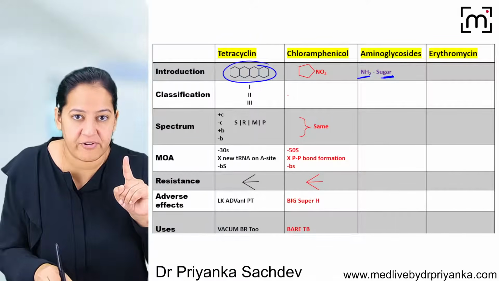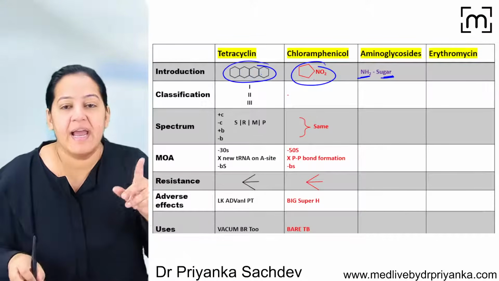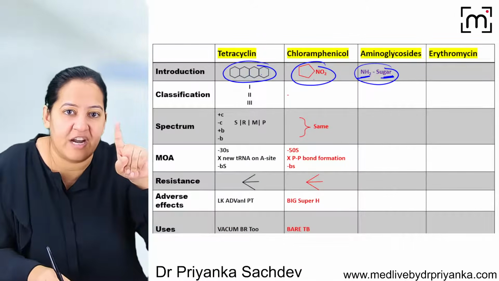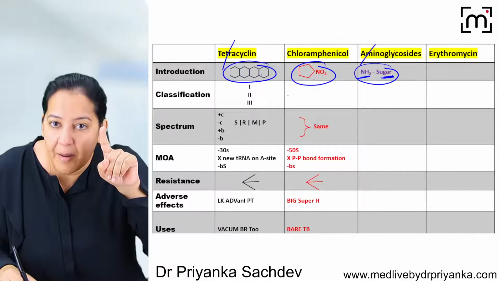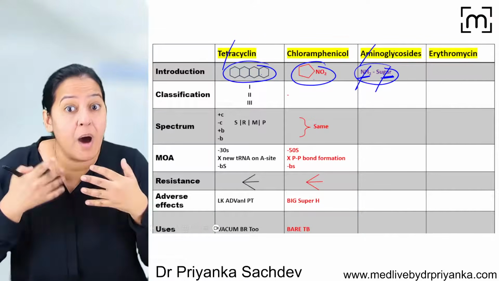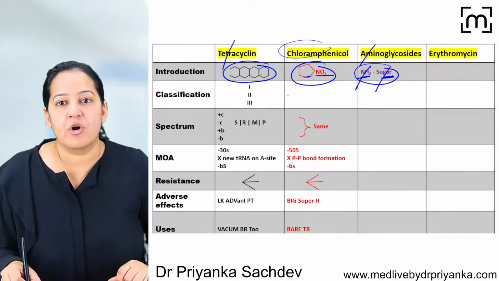Now compare the rough structure of tetracycline, the structure of chloramphenicol, and the structure of aminoglycoside. We will not go into detail. The name itself is depicting its structure. Tetracycline has 4 rings. Aminoglycoside has an amino group and sugar, combined glycosidically. That's why aminoglycoside. Chloramphenicol has a nitrobenzene moiety. Okay, now coming to the classification.